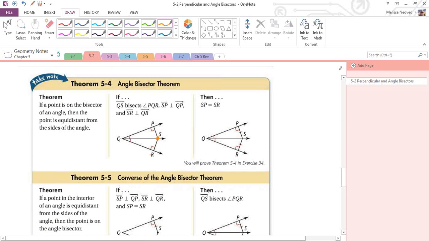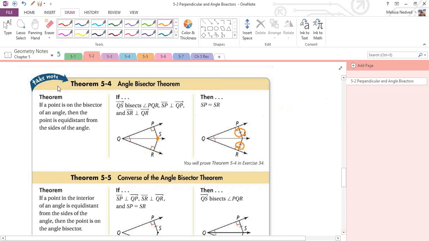And this is why it's important to know how we talk about distance, since distance is measured along the perpendicular. So if I drew a perpendicular line from S to P, that segment would be the exact same length as the perpendicular line from S to R. And you can see that marked right here in this third picture, or third portion of my theorem. So if it's on the angle bisector, then it's equidistant from the sides. And we measure that distance along the perpendicular.